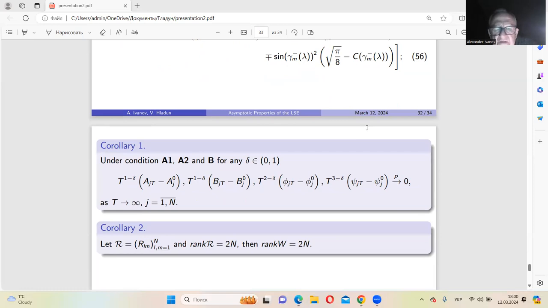And we can formulate two corollaries. The first one: under conditions A1, A2, and B, for any delta from (0, 1), these values tend to zero in probability. This result continues the theorem on consistency, but without this multiplier t to the power of 1 minus delta. They tend to zero with probability 1, almost surely. And they tend to zero in probability when we multiply by t to the power of 1 minus delta.